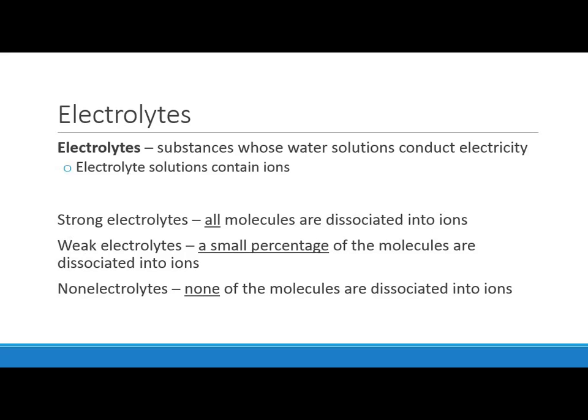Some are strong electrolytes, in which case you put in 100 molecules, and all 100% dissociate into ions. You can also have weak electrolytes, where maybe you put in 100 molecules, but only 2 or 3 or 5 of those molecules actually split up into ions. And then you can have non-electrolytes.